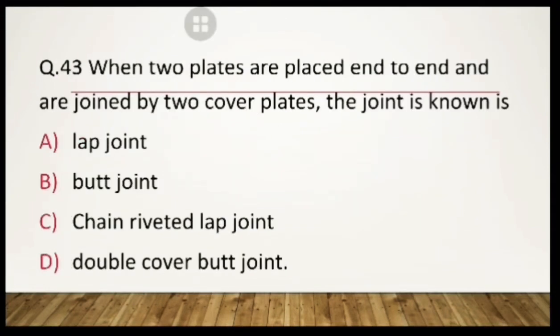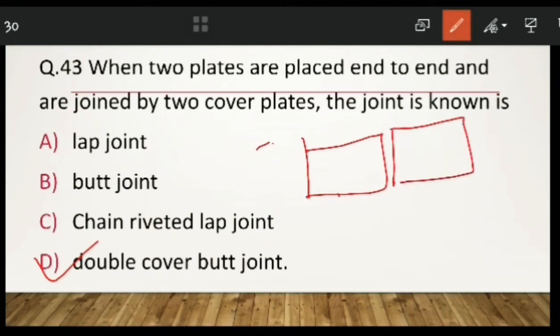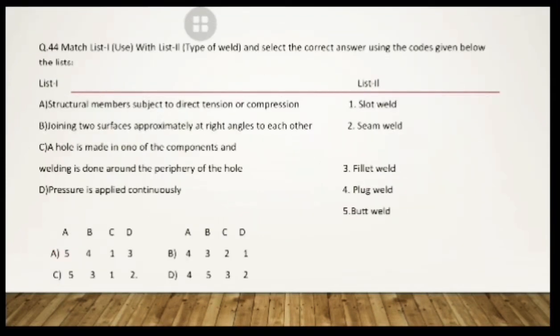Next question. When two plates are placed end to end and are joined by two cover plates, the joint is known as. Option 1 lap joint, option 2 butt joint, option 3 riveted lap joint, option 4 double cover butt joint. Option 4 double cover butt joint is your correct answer. Two plates are placed end to end and two cover plates are given. This is called double cover butt joint. Next question, question number 44.